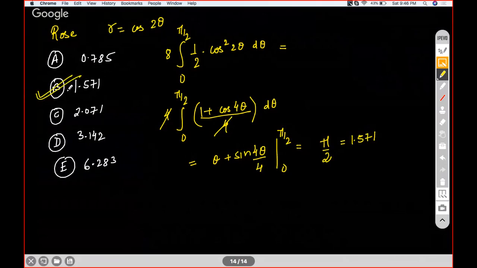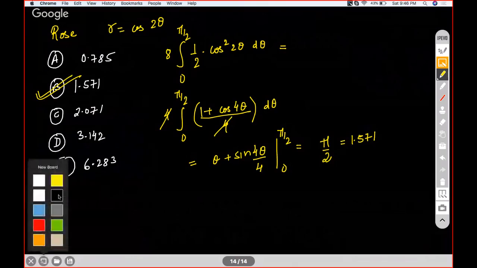Okay. Next question. I'm not going to the volume today because I think you need a bit of practice on the area itself. The volume I'll take up tomorrow, volume and arc length.